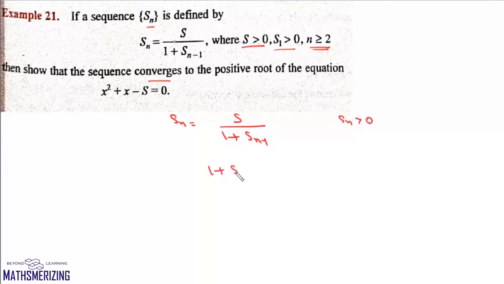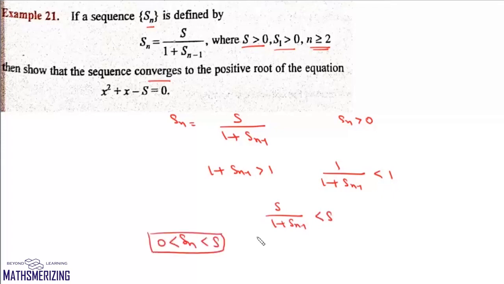Now 1 plus S_{n-1} will be greater than 1. Then we can write 1 upon 1 plus S_{n-1} will be less than 1. And if we multiply it with s, we can write s upon 1 plus S_{n-1} will be less than s. So any S_n will be greater than 0 but less than s. That means this sequence is a bounded sequence. Now we'll prove that the sequence is a monotone sequence.